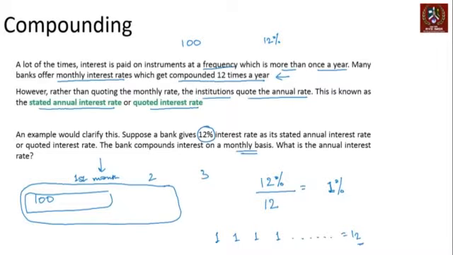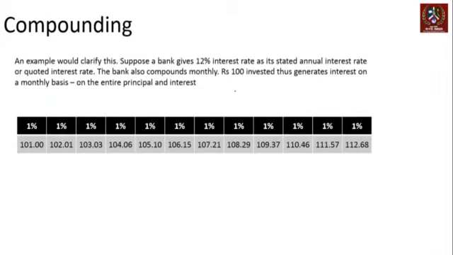But this is, remember, compound interest. So how does compounding work? Suppose the bank gives 12% as its stated annual interest rate. It compounds monthly, which means every month you will generate interest. In the first month, your 100 gets 1. So that becomes 101. In the second month, 101 generates an income of 1.01, right? In the third month, you get an income of 1.02, 1.03, 1.04, and so on and so forth.